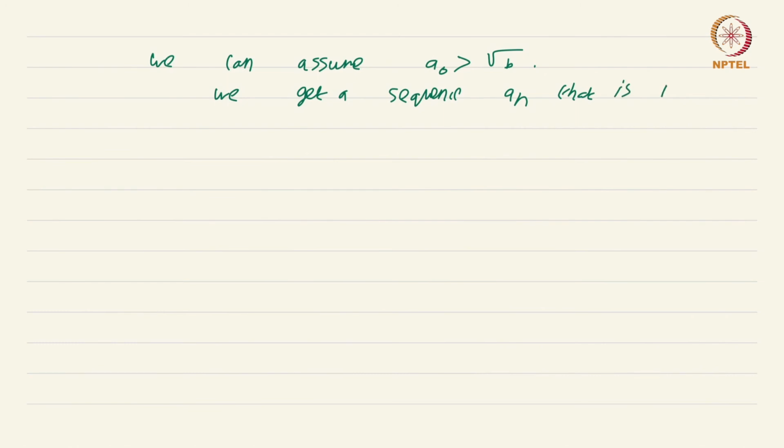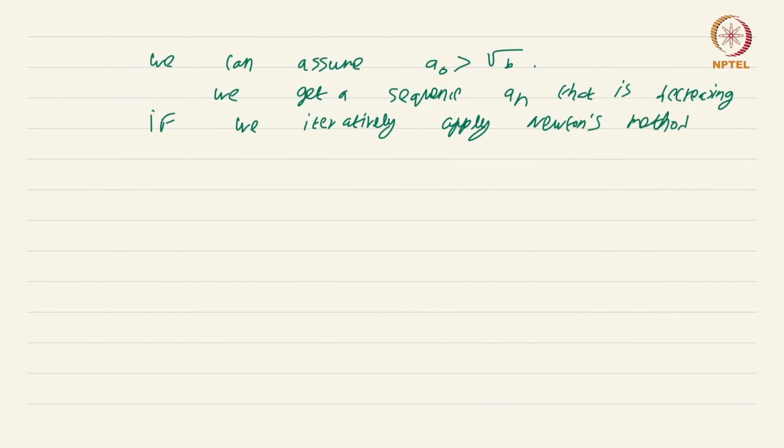So we can safely assume our initial guess a naught was greater than square root of b, because anyway we will land up in this situation even if a1 was less than square root of b. Now because of this, we get a sequence an that is decreasing if we iteratively apply Newton's method. Okay, so what we are going to do is start with an initial guess, get an a1, start that as the new guess and keep repeating.